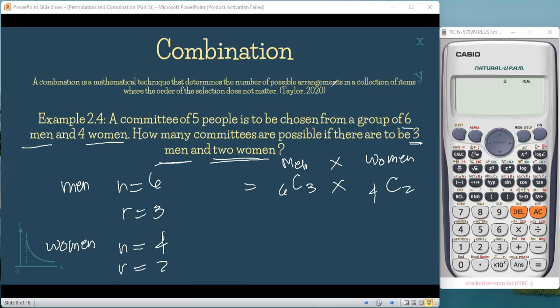So kailangan po nating mag-calculator dyan. So we have the combination of 6 taken 3 at a time times the combination of 4 taken 2 at a time. So that will give us 120. So ibig sabihin po, my dear students, kapag may condition po tayo na ganito, nasa 5 people daw po in a committee, kailangan ng 3 lalaki at 2 pong babae, ang combinations po niya is 120.